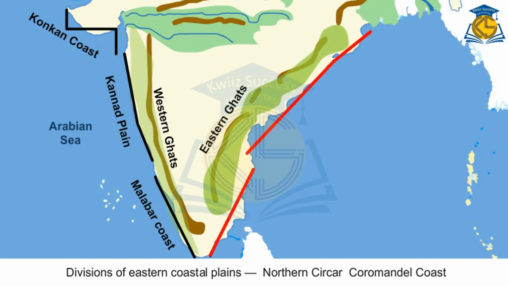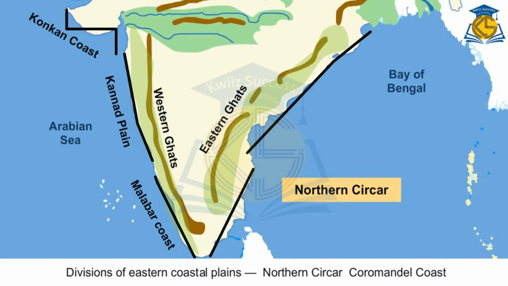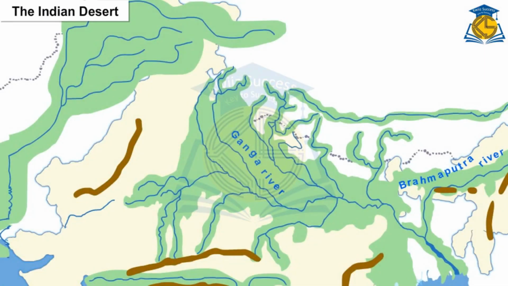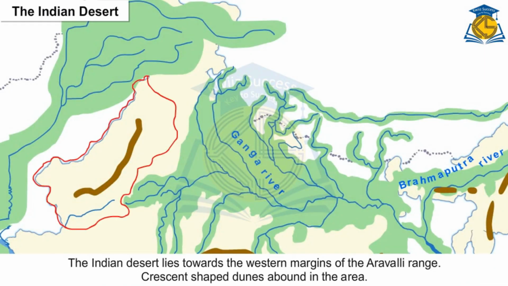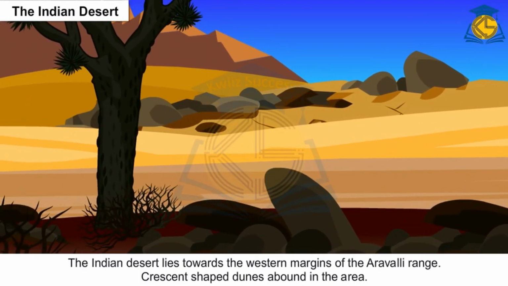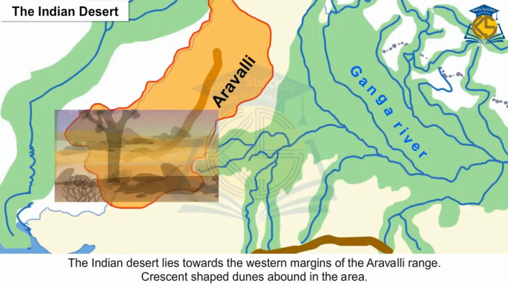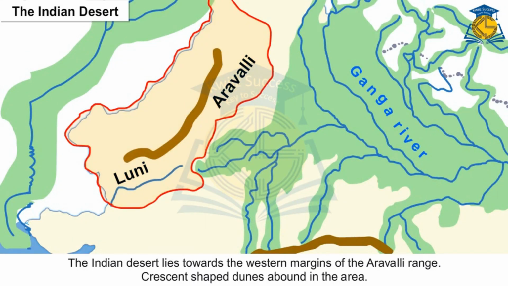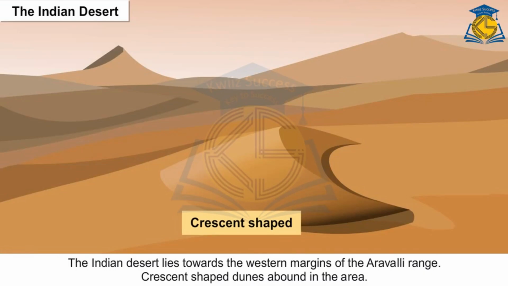The eastern coastal plains along the Bay of Bengal are relatively broader and level. Its northern part is called the Northern Sircar and the southern part is called the Coromandel Coast. The Indian Desert. The Indian Desert lies towards the western margins of the Aravalli Range. It is an arid region receiving even less than 150 millimeters rainfall per year. Luni is the only large river here. Crescent-shaped dunes abound in the area.